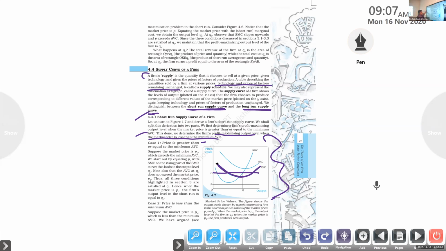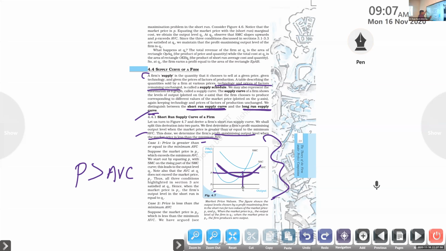Clear? What is the formula for you people? P should be greater than AVC, right? So check here, this is the AVC. This is the minimum point of AVC. Production at the price P1, quantity produced is Q1. Is that profitable or not? Price is greater than AVC, right? So it is profitable. So here, suppose the market price is P1, which exceeds the minimum AVC.